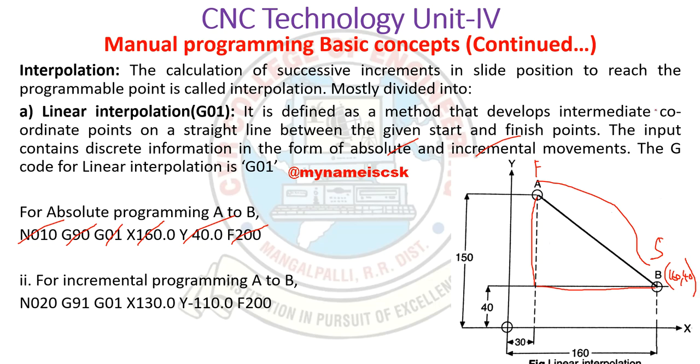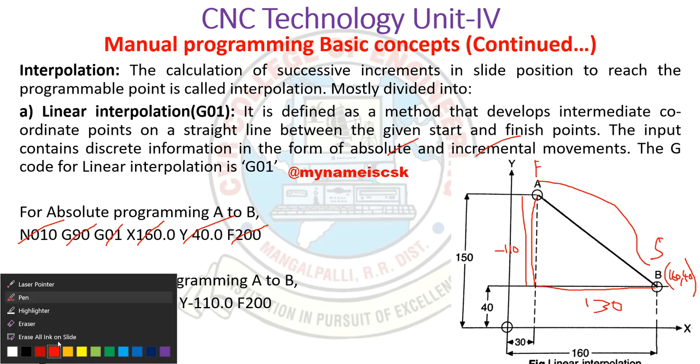And coming to the incremental, we are moving from A to B. Then we have to subtract x2 minus x1, y2 minus y1. If we do x2 minus x1, 160 minus 30, then this distance comes as 130 only. So it has to move 130 in the x-axis, and y2 minus y1. Y2 is 40, 40 minus 150. So it has to go down minus 110. Okay. Then feed is the same. So same thing for absolute and incremental.